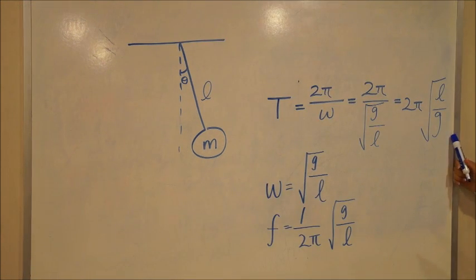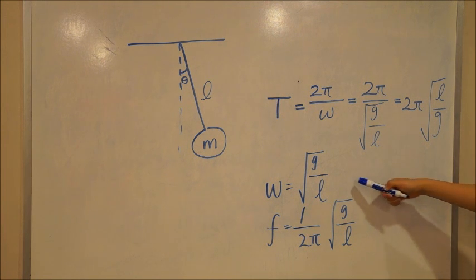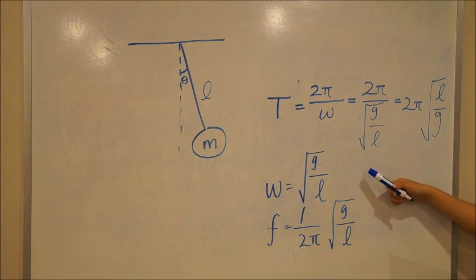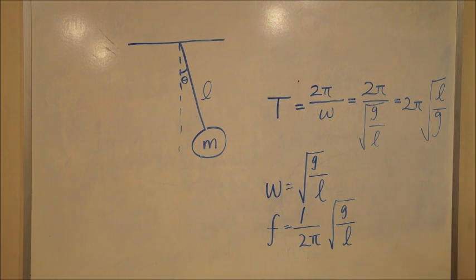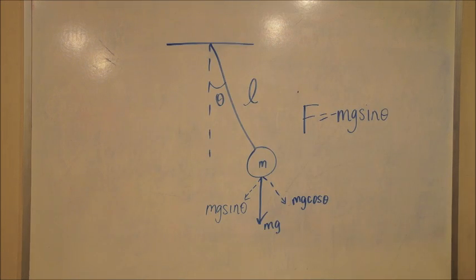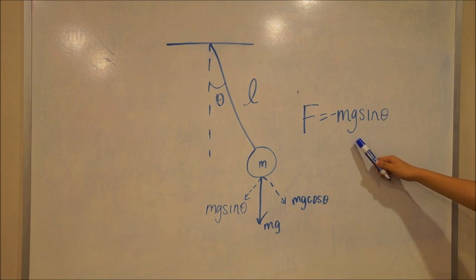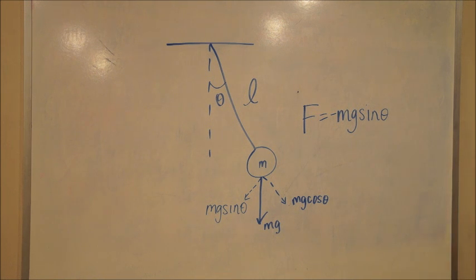From this equation, we can find the angular velocity and frequency. Angular velocity equals the square root of gravitational force over the length, and frequency equals 1 over 2 pi times the square root of the gravitational force over the length. From this free body diagram, we can see that the only force which points along the tangential direction is negative mg sine theta. Therefore, the equation for the restoring force is negative mg sine theta.